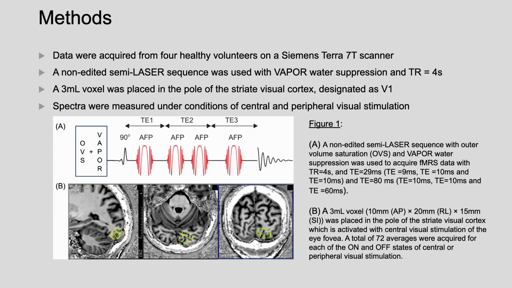A non-edited semi-LASER sequence was used to measure spectra within the visual cortex region, designated by the yellow box as seen in part B of this figure. And this is the V1 volume of the visual cortex. The voxel had a volume of approximately 3 ml within this region. Spectra were measured under conditions of both central and peripheral visual stimulation.